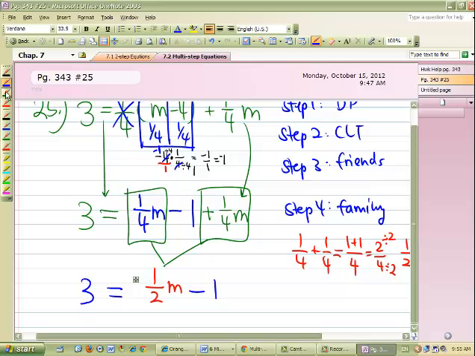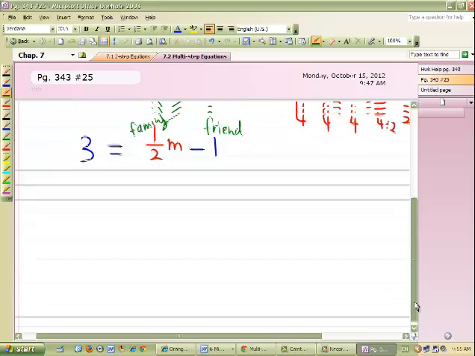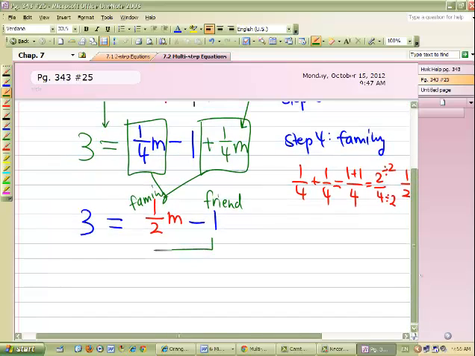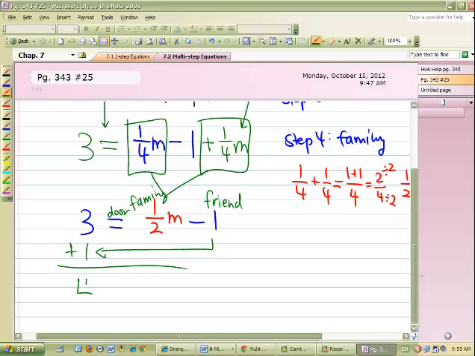From here I'm going to do friends and family. So my family number is the 1/2, that's close to the m. And then the friend is the -1. So I'm going to move the friend first. The friend is going to go out the door. There's the door. And it's going to do the inverse, so adding with the 3. So that's a total of 4. And I still have an equal sign. And I still have 1/2 of an m.